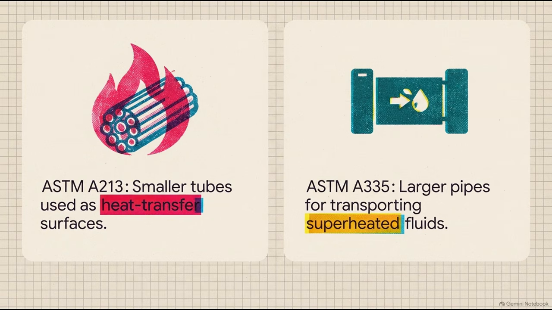A213 is designed for smaller diameter tubes. These act as the actual heat transfer surfaces right inside the boiler. A335, on the other hand, is for the larger diameter pipes that carry that superheated steam away to the rest of the plant. Think of it like this. A213 is the heat exchanger itself, and A335 is the transport plumbing.